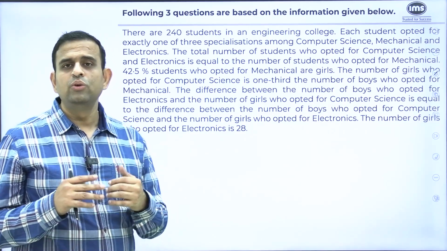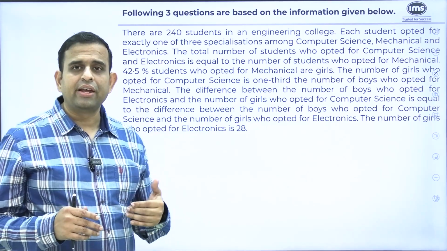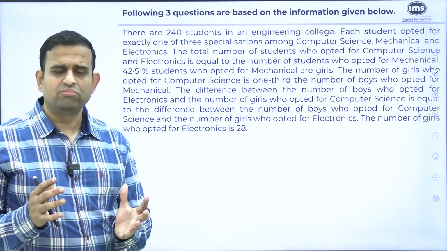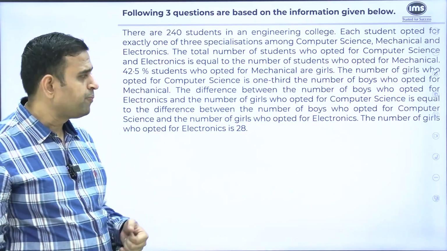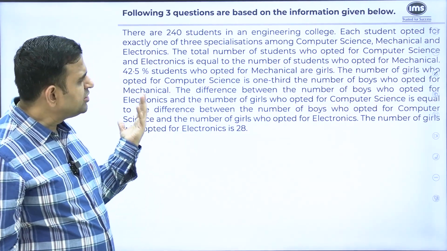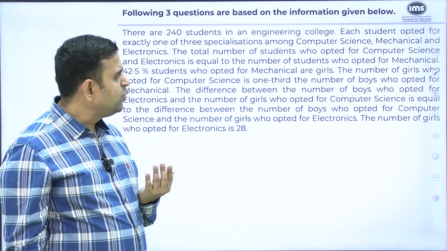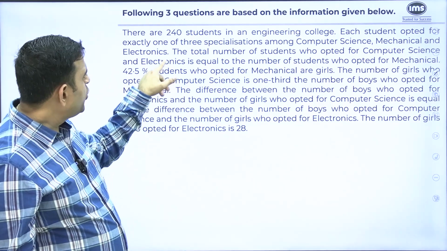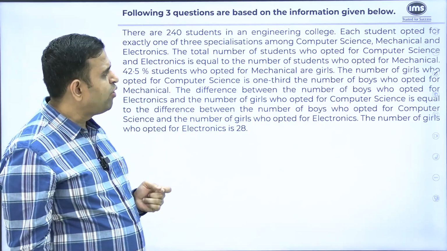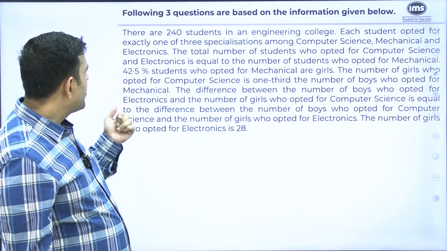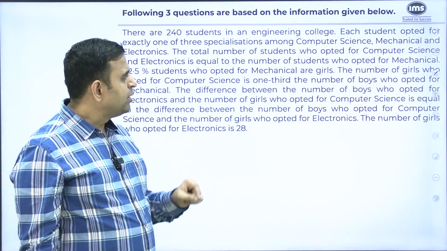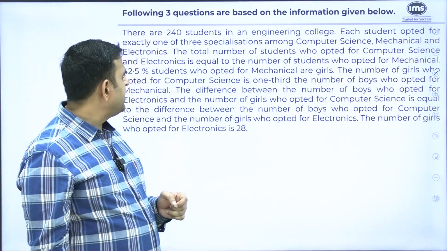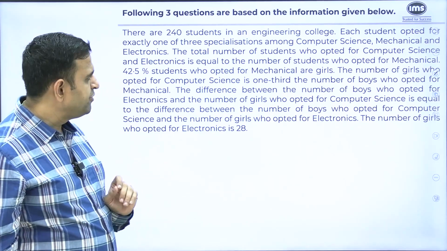Nobody can do engineering in both mechanical and computer science, or all three of them or two of them. So to construct this particular part, if I read further: total number of students who opted for computer science and electronics is equal to the number of students who opted for mechanical. That's the first information.